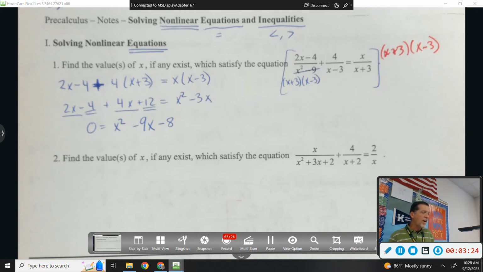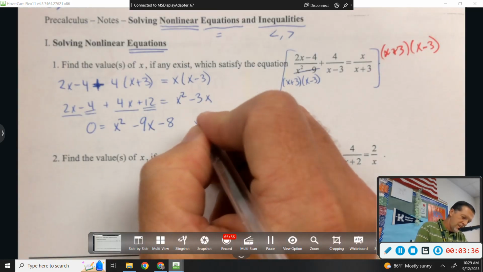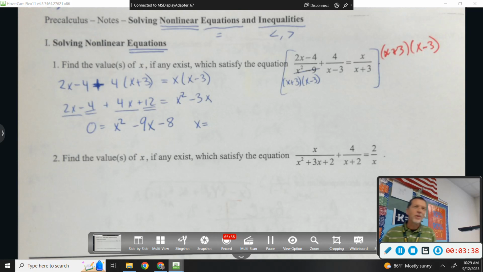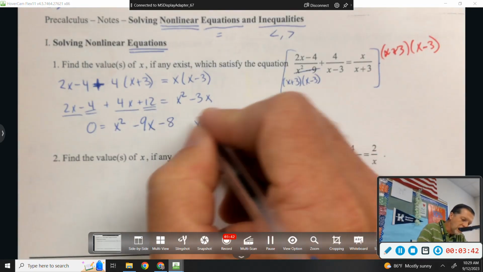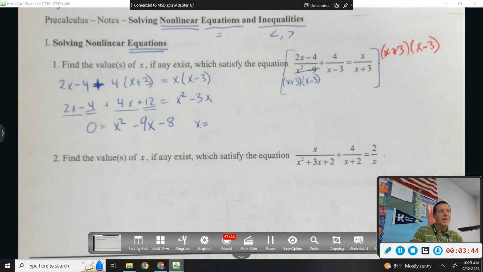Well, if it doesn't factor, if a quadratic doesn't factor, what do you get to do? How do you solve a quadratic that doesn't factor? Complete the square. You could complete the square. I'm going to quadratic formula. Just because I'd rather sing than do all those half it, square it, add it things.